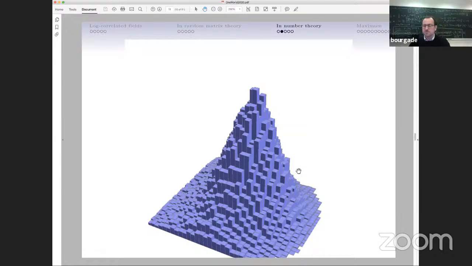So what is this graph? This is just something you can do for fun. You pick many values of zeta at random points on the critical axis. You take the log and you make a plot on the complex plane. Well, it's not so far from a Gaussian. And that's, in fact, the motivation for doing this experiment.